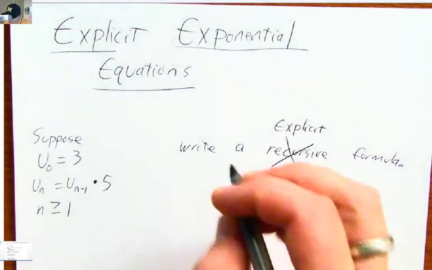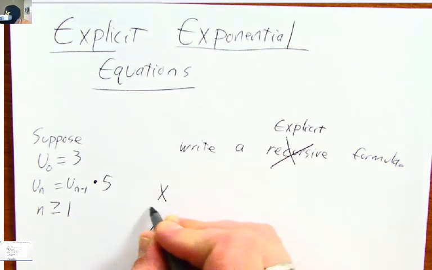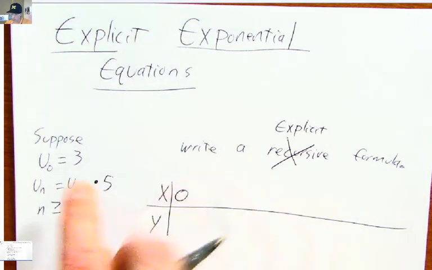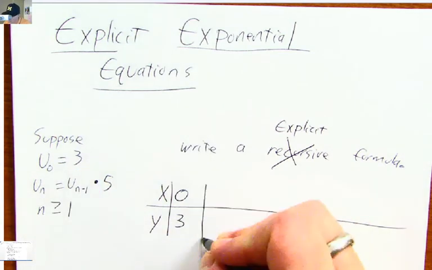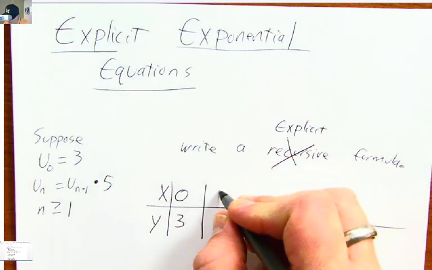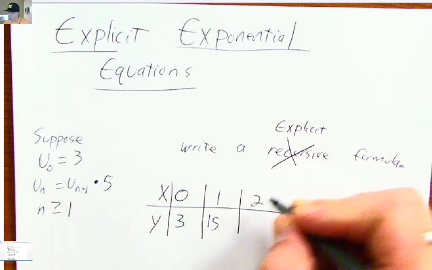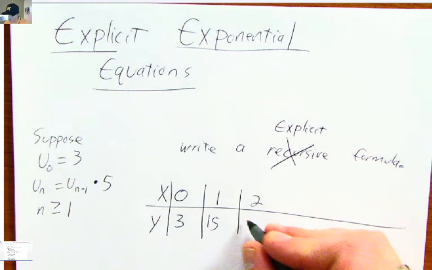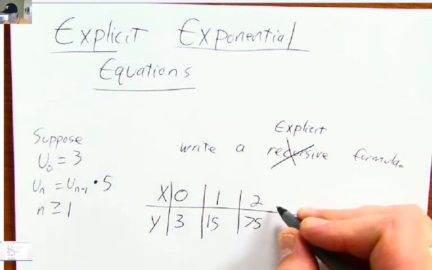First, I want to build a table of values just to explain it, because we have our x and we have our y. It's telling us that when you plug 0 into this formula, 3 is what needs to pop out. But once you multiply by 5 once, that first term would then be 15. If you then plugged 2 into your explicit equation, 15 times 5 is 75. So when you plug in 2, you want to get 75.